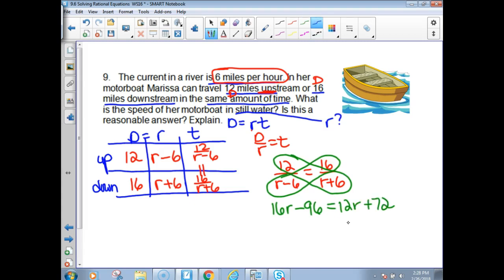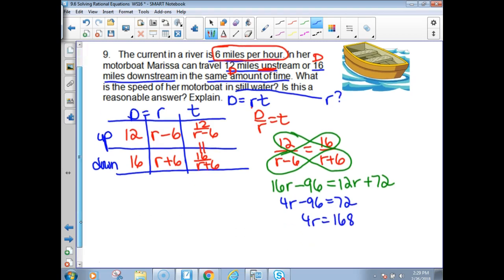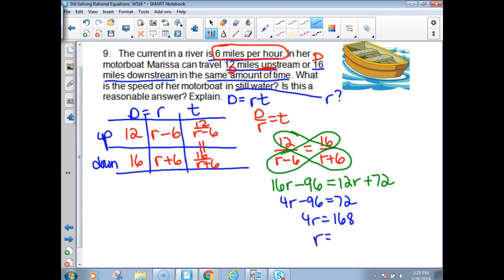And now I've got smooth sailing. I'm going to subtract 12R. I'm going to add 96. And divide by 4. So the rate in still water is 42 miles per hour.